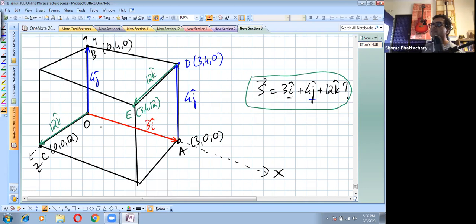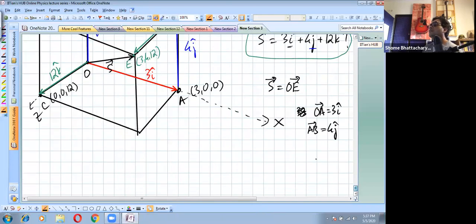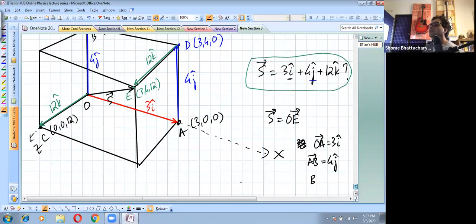So now where is your net displacement in this? It is the body diagonal of this cuboid. So this vector now becomes your net displacement. So you can see that your net displacement now is the vector OE, where 3i cap was O to A, then 4j cap was A to D, and then finally 12k cap, D to E.